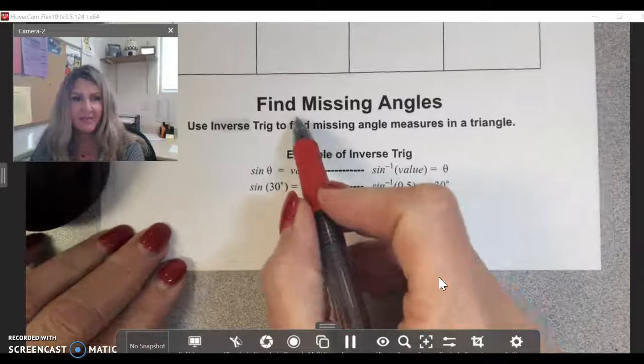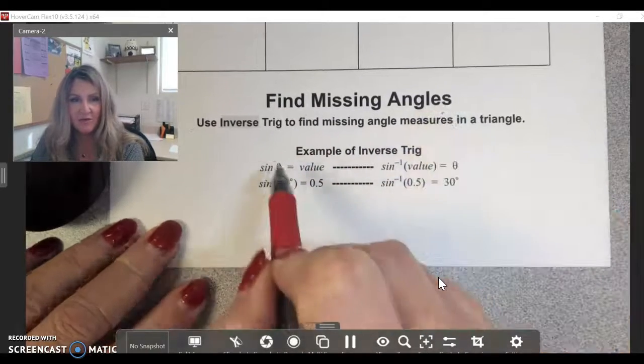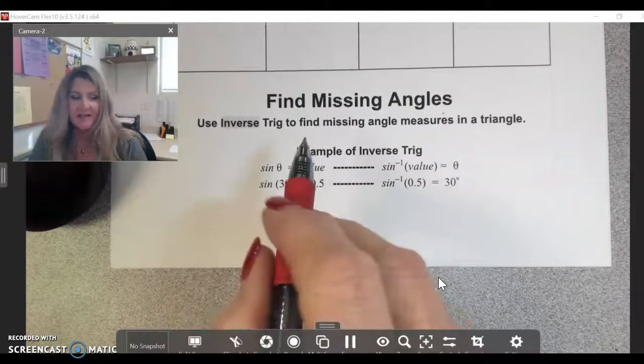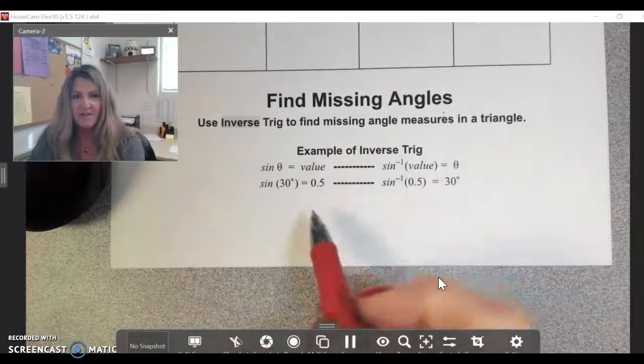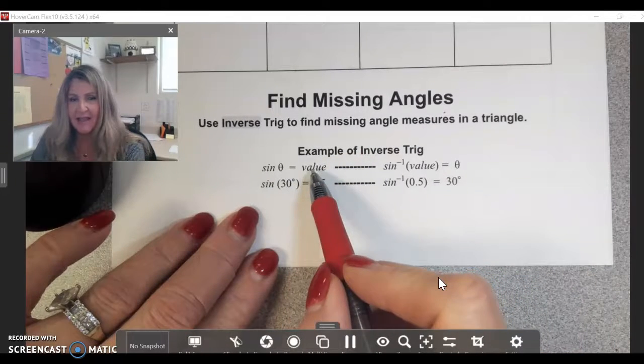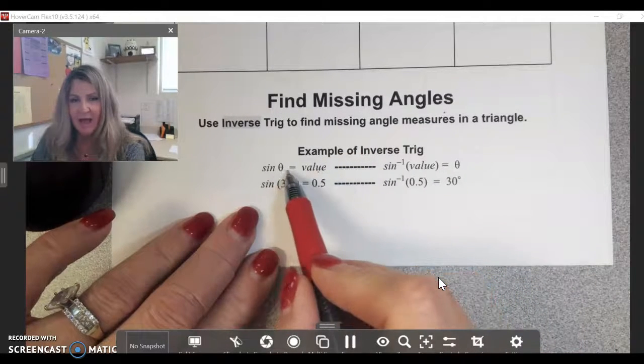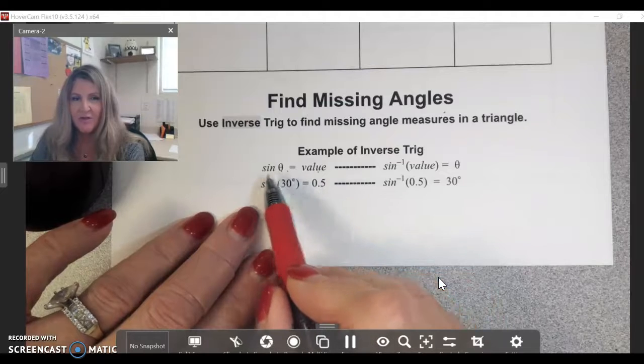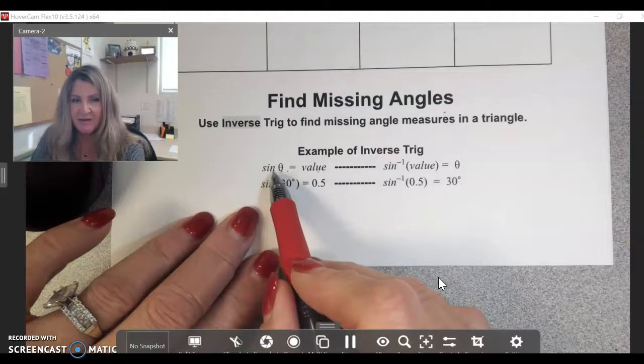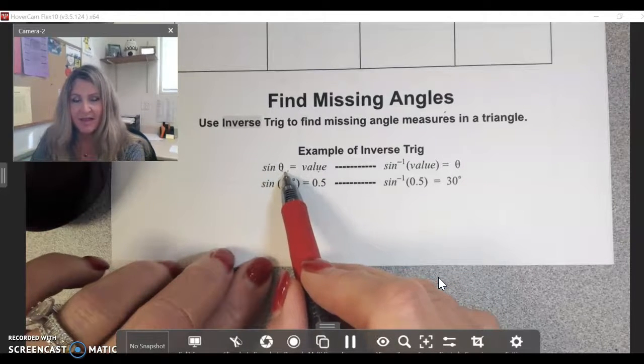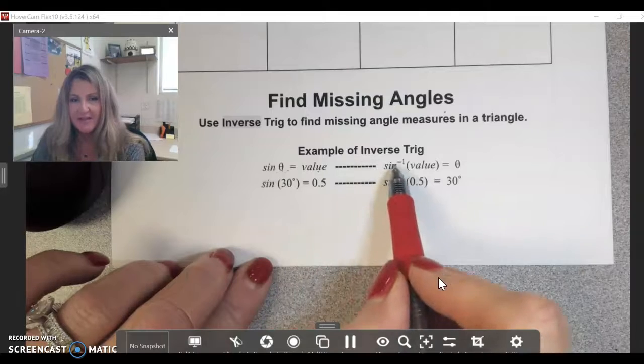So we are going to finish up the notes from this section, and what we're going to be doing today is finding missing angles. We've been working on finding the missing sides, now we're going to be finding the missing angles. If we're given the value for the sine ratio, how can I figure out what that angle is? Well, I need to do the inverse sine function.